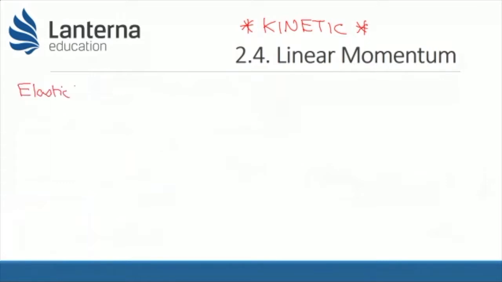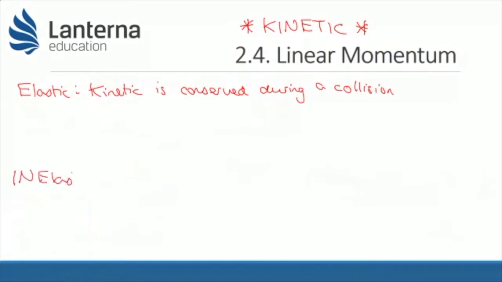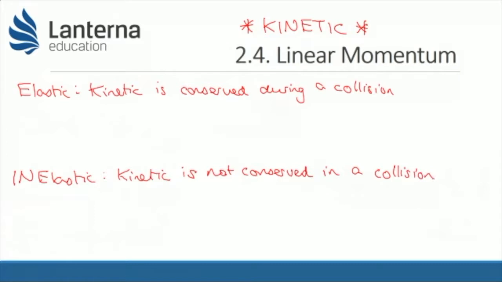So for an elastic collision, kinetic energy is conserved during a collision. And therefore, for an inelastic, obviously, kinetic energy must not be conserved. So I've left a small gap for us to look at some examples of when we'd expect to see elastic and inelastic and sort of what happens.